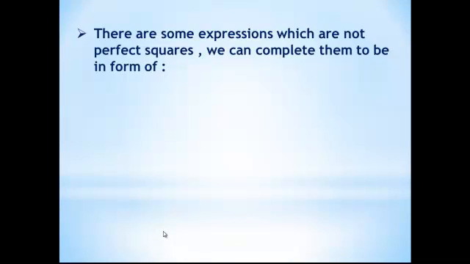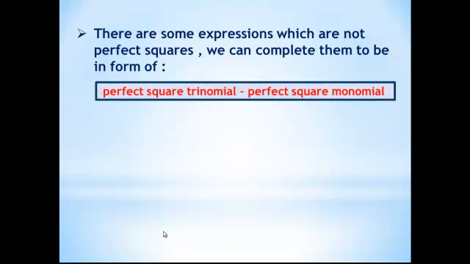In this lesson you will have some expressions which are not perfect square, so we have to complete them to be in the form of perfect square trinomial minus perfect square monomial. Perfect square trinomial means an expression with 3 terms, and perfect square monomial means one perfect square term, which means also one term that has a square root.